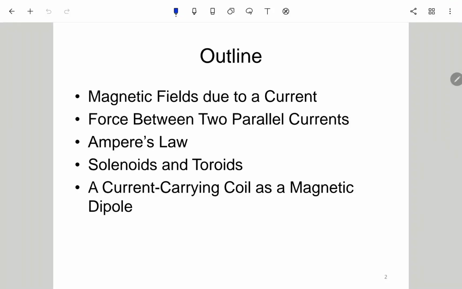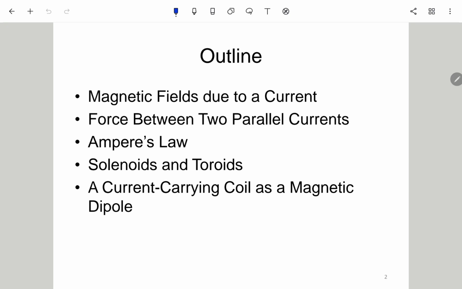Okay, so this is the outline of chapter 29. So first we will introduce the B field generated by current, or how we can calculate the B field generated by an arbitrary current, which is the so-called Biot-Savart law. And then we will introduce the force between two parallel currents. Actually, this is an extension of the content from the last chapter.